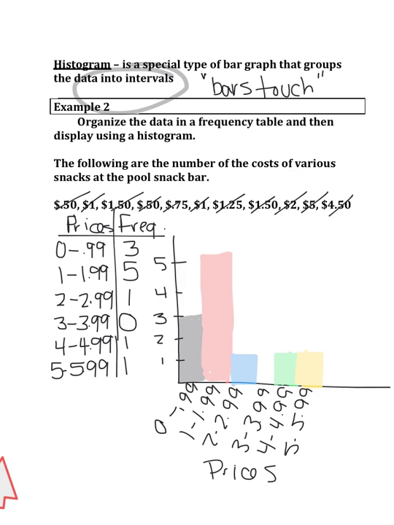And then lastly, we would want to title our graph. And in this case, we could just say pool snack bar prices. And that's a histogram.